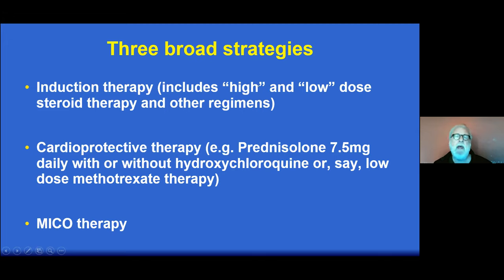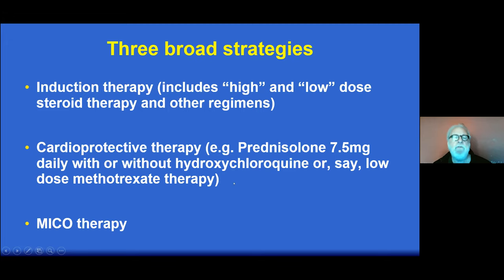So we then have three broad strategies. Are we treating with what can be called induction therapy? In other words, we're taking control. We're switching off activity definitively. And we're really talking about short-term high-dose therapies. They become poisons if they're used in the long term.